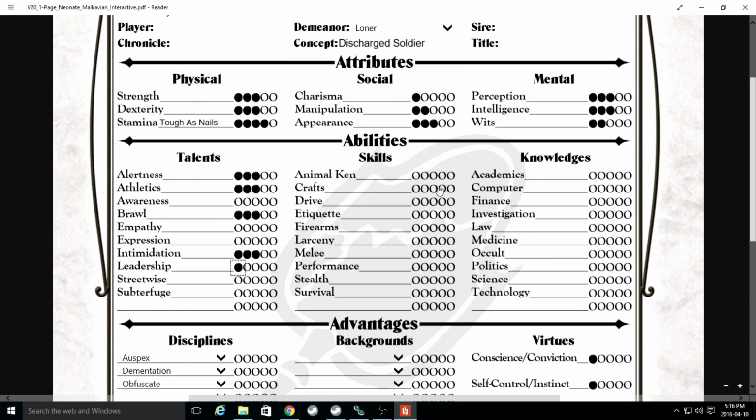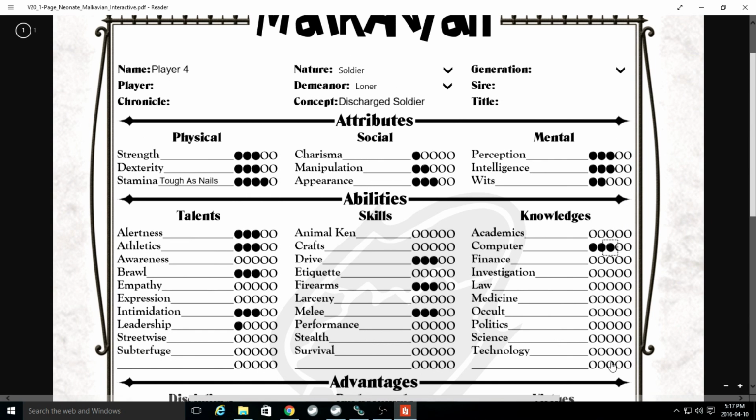For this one, we're going to go drive 3 dots. Firearms are going to go 3 dots. And melee is going to go 3 dots. So he's a fairly decent fighter. So we're going to go computers of 3 dots because soldier, he knows some things. And technology of 2. All right, that's good so far.